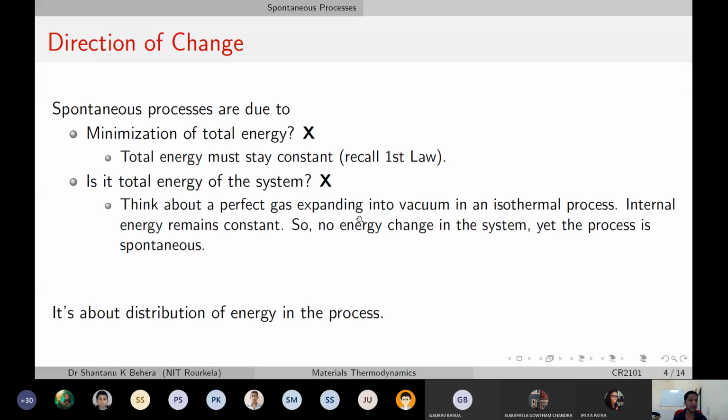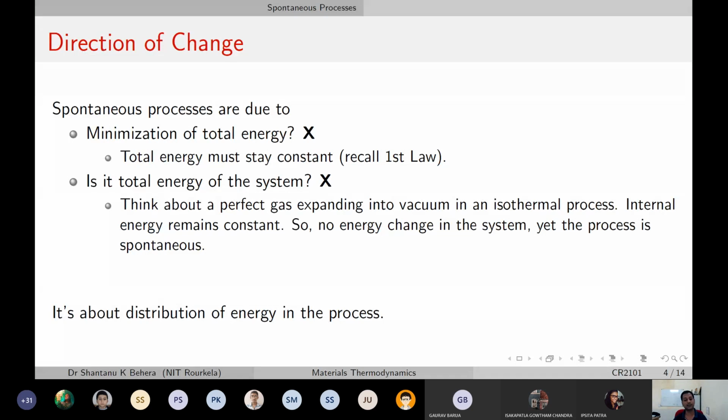A simple example is given. Think about a gas expanding into a vacuum, and let's say you consider that it's an isothermal process. Even in an isothermal process, expansion of a perfect gas into vacuum happens. That's a natural process. It happens spontaneously. That means we can try and test this argument of energy minimization. Okay, if energy minimization is true. But that's not quite true, because when you continue this process of expansion in an isothermal mode, then what's the change in internal energy?